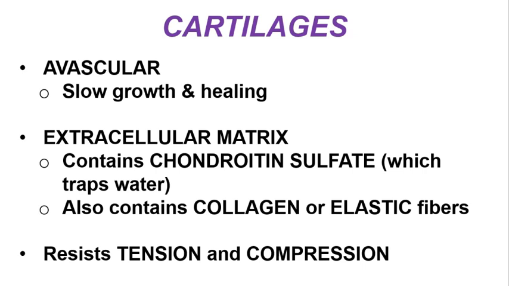Their extracellular matrix contains high amounts of a material called chondroitin sulfate, which is a material that traps a lot of water. So in fact, cartilage is up to 80% water because of the amount of it that is trapped by chondroitin sulfate. The collagen or elastic fibers that are also present in the extracellular matrix give the cartilage the properties of those protein fibers.